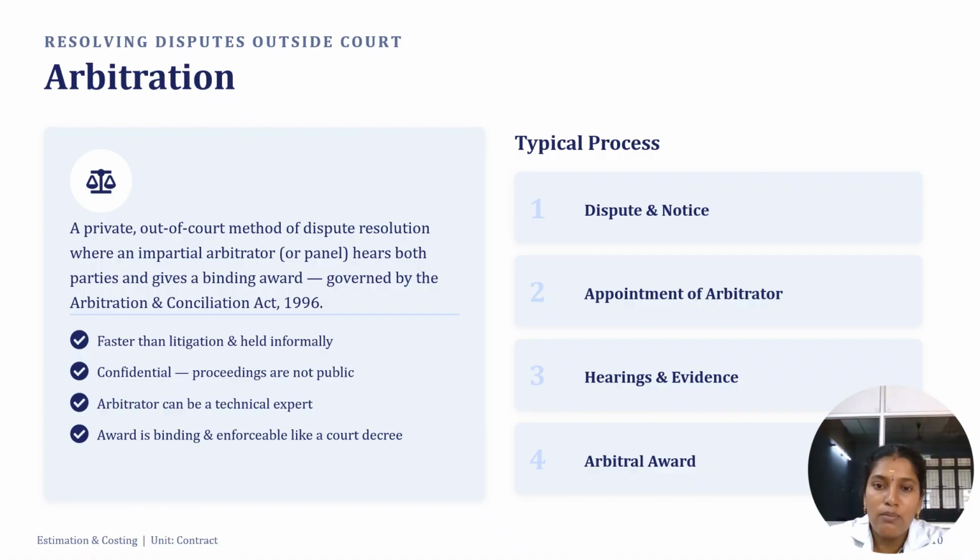So this is the typical process: dispute and notice, appointment of the arbitrator, hearing and evidence, then finally the arbitrator provides the award. It is a binding legal document; the final decision given by the arbitrator is called the award. So these are all the main functions in arbitration, right? Arbitration comes in different types, which we will see in the next class, right?